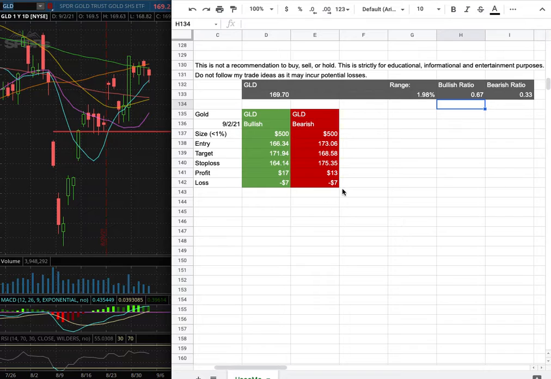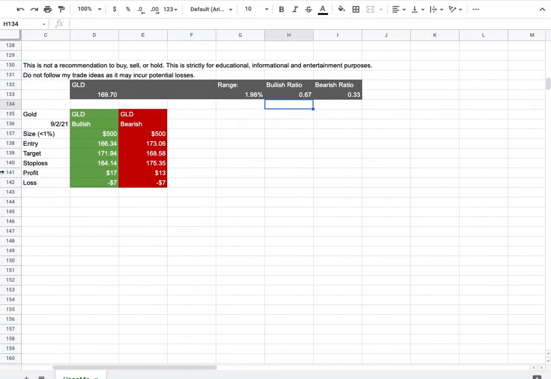$164.14. However, if I were to open a short position, my entry is at $173.06. My sell target is at $168.58, and my stop loss is at $175.35. So how did I develop these trade ideas?